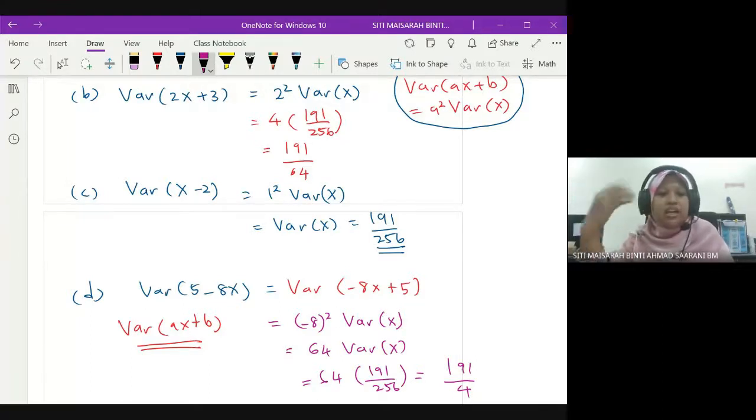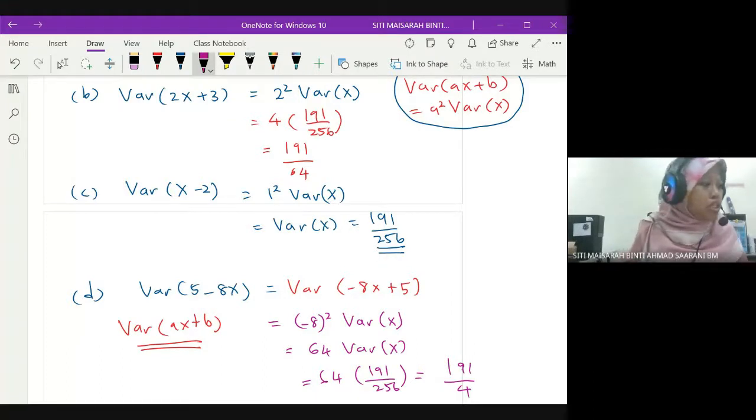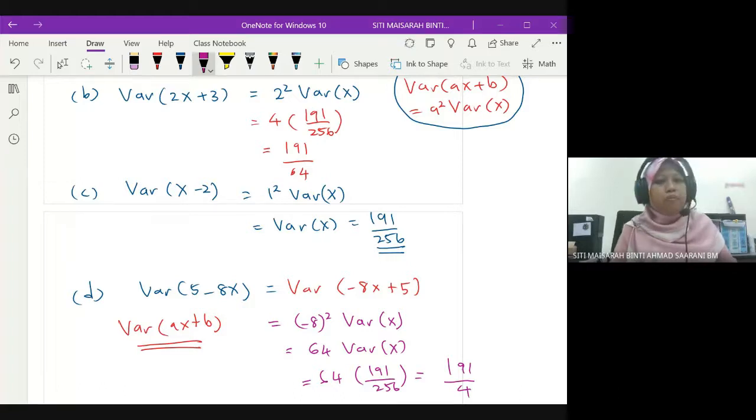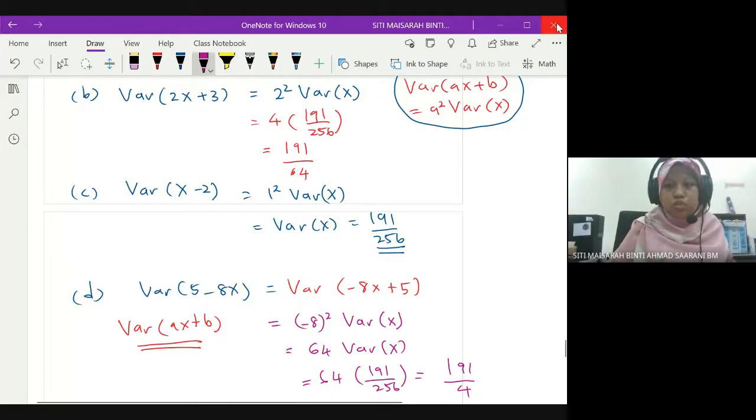So jadi yang hari untuk lecture 2 kita belajar nak cari probability, nak cari expectation dan nak cari variant X. Okay. So jadi kita sebenarnya dah habis untuk discrete. Untuk yang part nak buat PDF, buat kumulatif, and then nak cari probability, nak cari expectation, nak cari variant X. Tu untuk discrete kita dah habis lah. Okay. So jadi itu saja untuk hari ni.